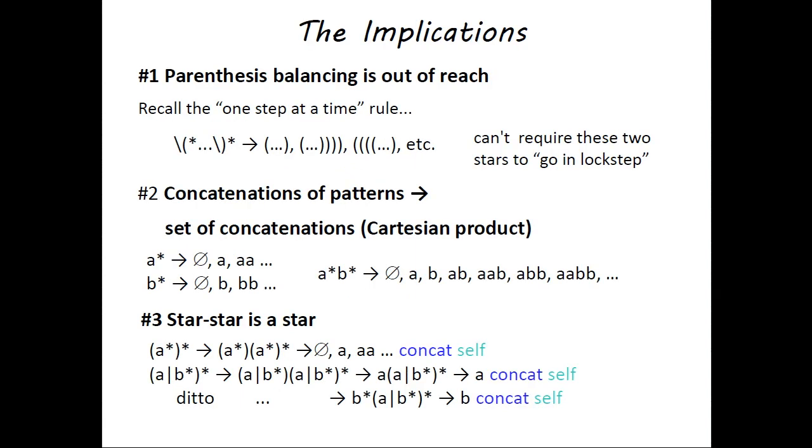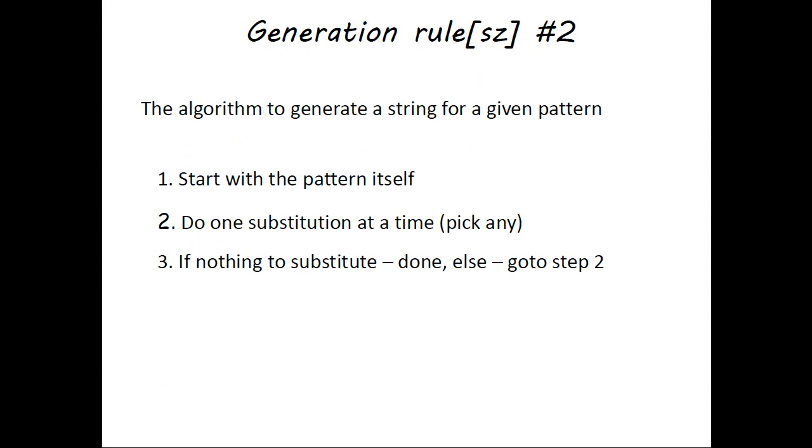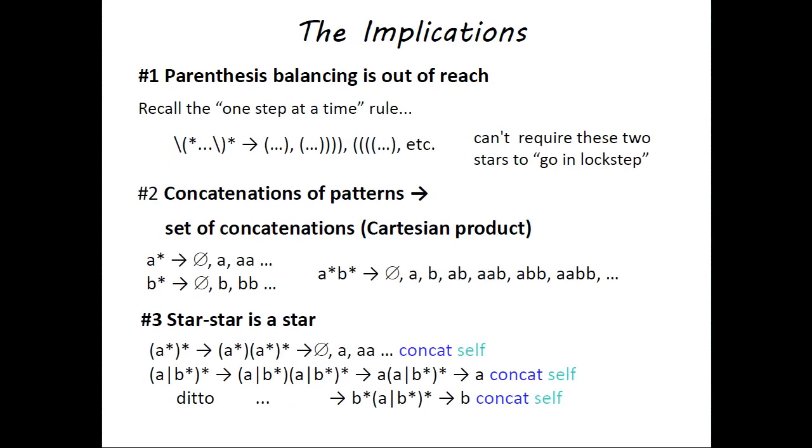Okay, some implications. People get excited about regular expressions, and what they soon come upon is that you can't represent certain things with them. Most notably, you can't represent the balanced parentheses problem. If you recall the algorithm we just saw a couple of slides back, you pick any operator and you do it one step at a time. So there's no way to make them go in lockstep. There are no constraints between operators. You can choose whichever one you want and expand it independently.